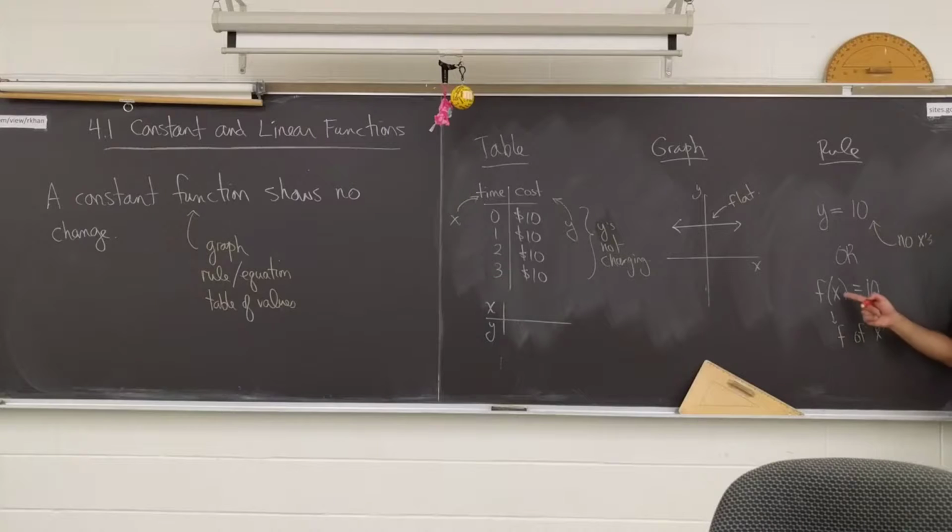And if you see function of x, honestly, I think most people will just cross it off and write a y. But this f of x notation, this function notation, we're going to see more and more. But we notice still, there's no x in here. That's the whole point of a constant function. We'll do one example, then we'll move on.